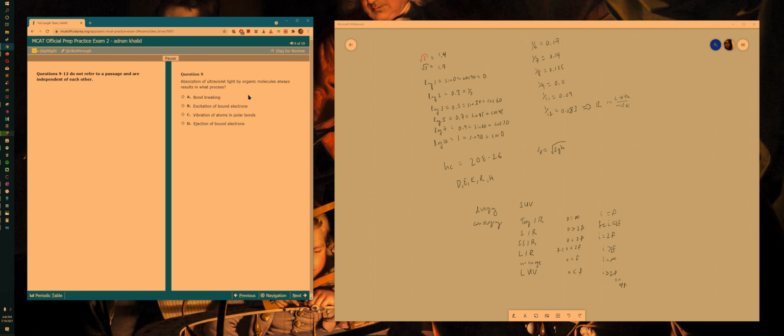Let's see. Absorption of ultraviolet light by organic molecules always results in what process?